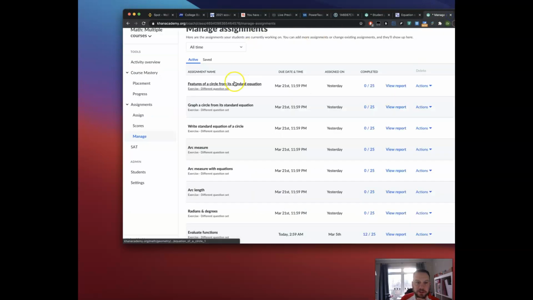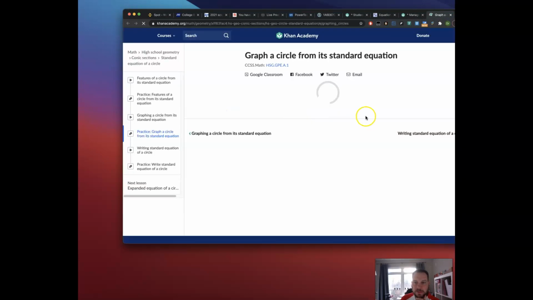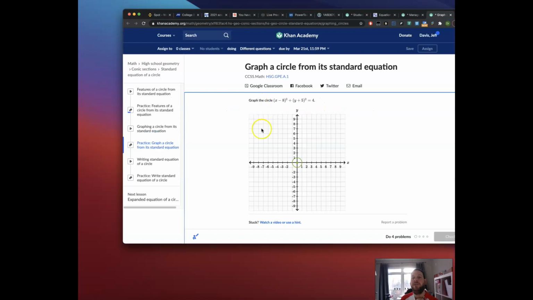All right, so there are the features from a standard equation. Now, graph a circle from its standard equation. So can you take the information they gave you, move the center to the right spot, and make the radius the right amount? So this is going to be a center at 8, -5, because that's the opposite of these two things. And then the square root of this number over here is 2, so that's our radius.